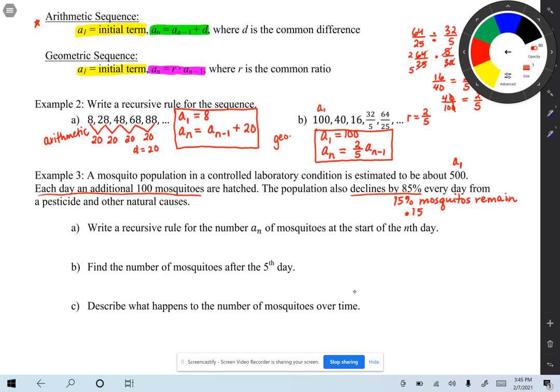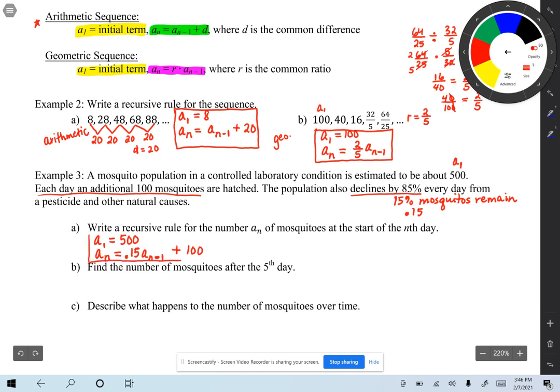So here is how you do this particular one. The first part should be easy. Part 1 is always giving our first term. Our first term is the initial amount, which is 500. But then our next term is equal to 15% of the previous number, and the reason why is because only 15% remains. So you need to multiply the previous number. We don't put the 500 there. We represent the previous number by a sub n minus 1 because it's going to change every time. Plus 100 is hatched each day.